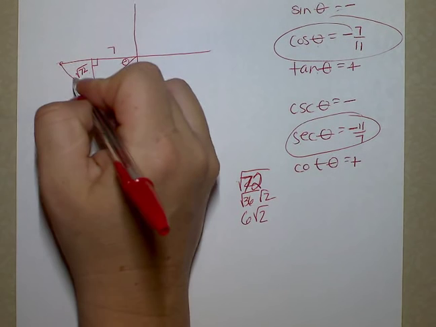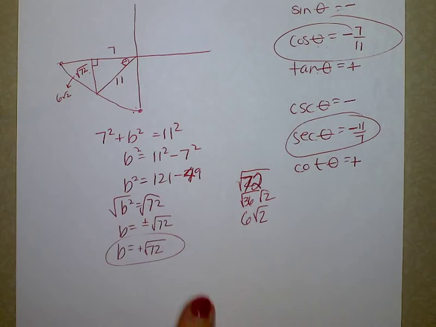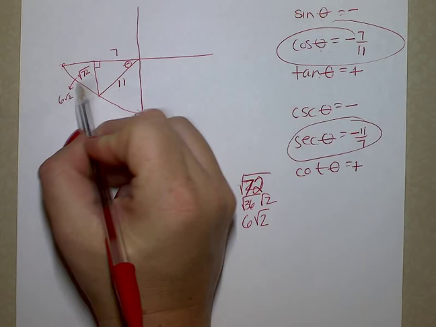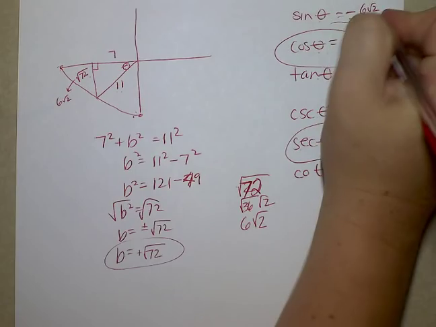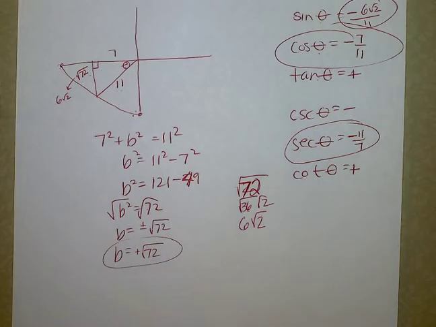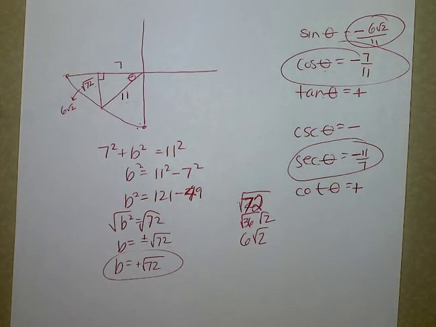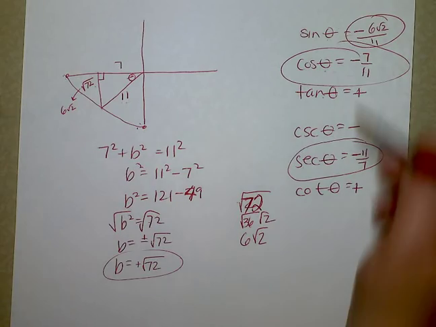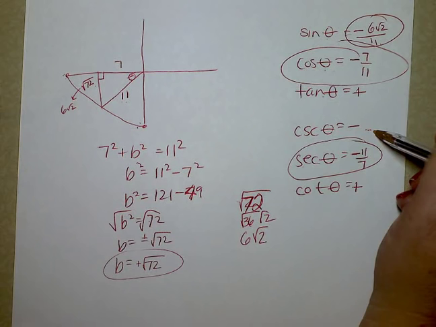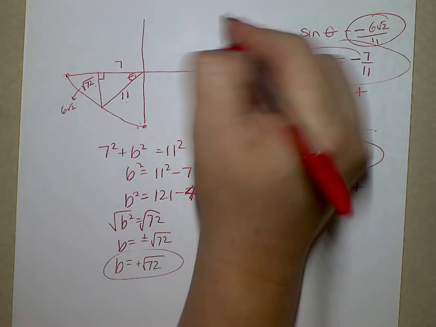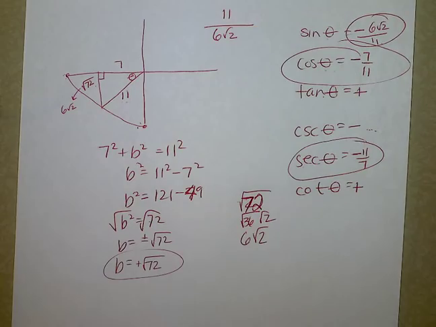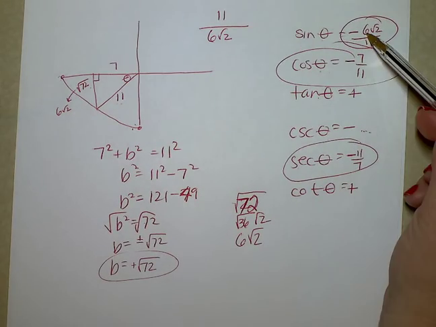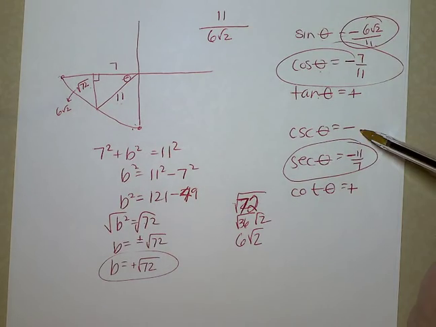This is equivalent to 6 square roots of 2. So what is the sine? Opposite, 6 square roots of 2, over hypotenuse. Now I need to flip that in this position, so I'm going to do that up here. I'm going to take 11 over 6 square roots of 2. I just flipped it. Don't worry about positives and negatives, it's already taken care of.